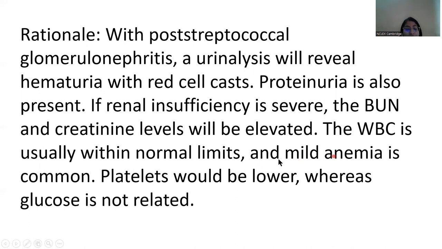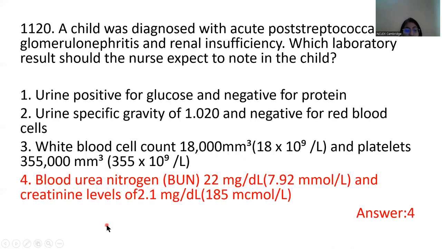And mild anemia is common. Platelets would be lower, whereas glucose is not related. So we can see that glucose is not related to this condition. Platelet level will be decreased. So in glomerulonephritis, platelet level will decrease. So this is incorrect; option C is incorrect. And urine specific gravity is also unrelated to glomerulonephritis. So option number 4 is correct.